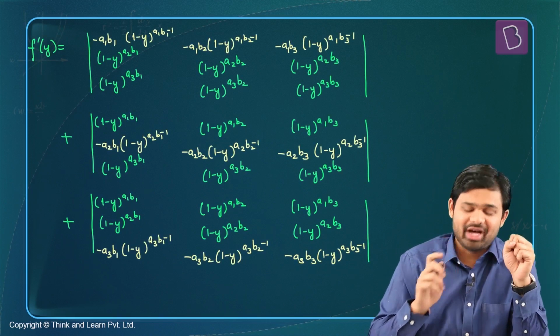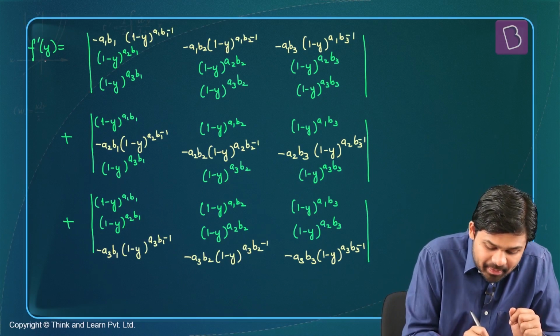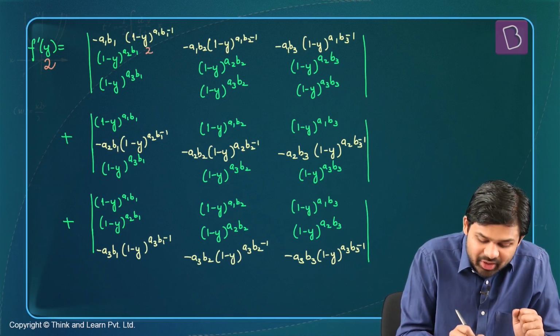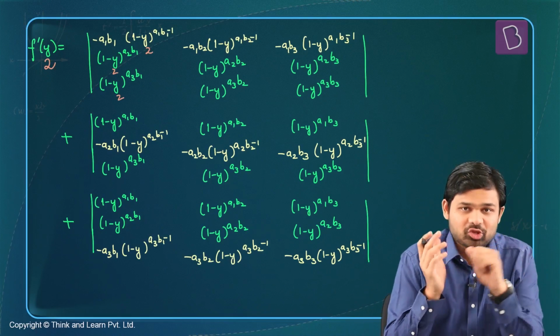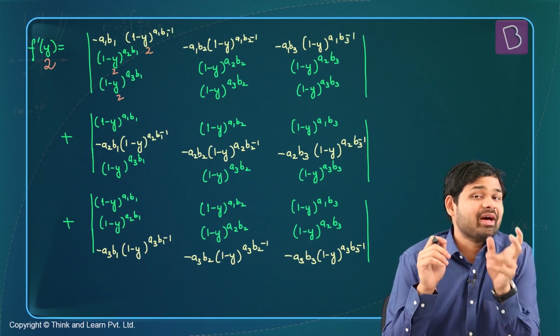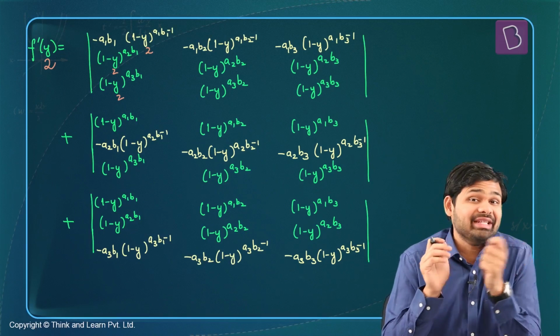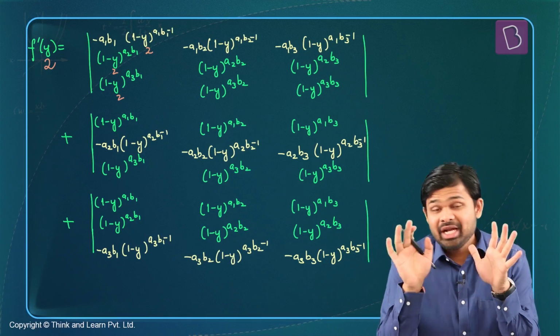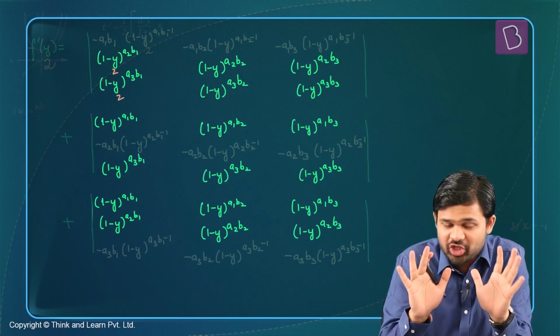Now I have to find out the value of f dash of 2. So wherever there is a y, I am going to replace it with a 2. So if you notice, everywhere you have a 1 minus y, 1 minus y is going to be 1 minus 2, which is equal to -1. Correct? So you have a -1 appearing there. Now let's look at the elements which are in green here. These are the elements that have not been changed, right?